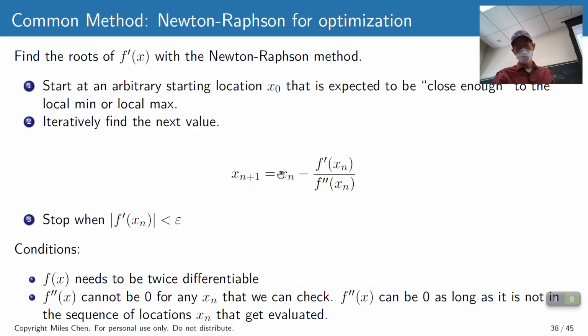So the rules here are that f needs to be twice differentiable, and now f prime cannot be 0 for any of the xn's that you check. F double prime can be 0 as long as it's not within the sequence of xn locations that get evaluated here.